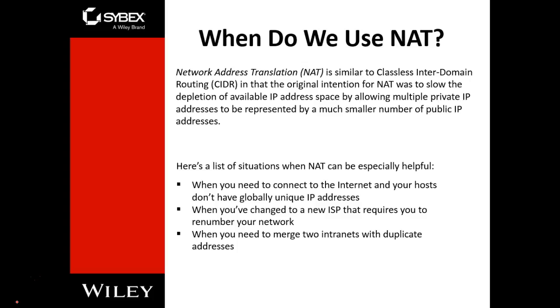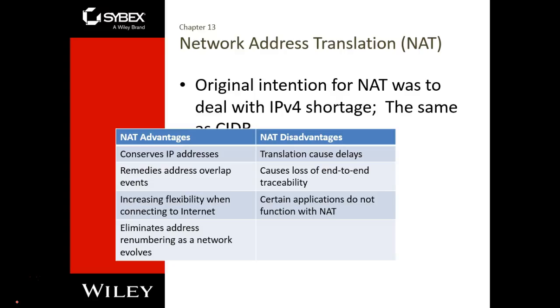When you change to a new ISP and it requires you to renumber your network, instead of doing that, you can use NAT. When you merge two intranets and they use duplicate addresses. The NAT advantages: it conserves IP addresses, remedies the address overlap, increases the flexibility when connecting to the internet, and eliminates address renumbering as the network evolves. It can cause translation delays, loss of end-to-end traceability, and some applications, particularly security applications, don't work with NAT. They see it as a man-in-the-middle attack.